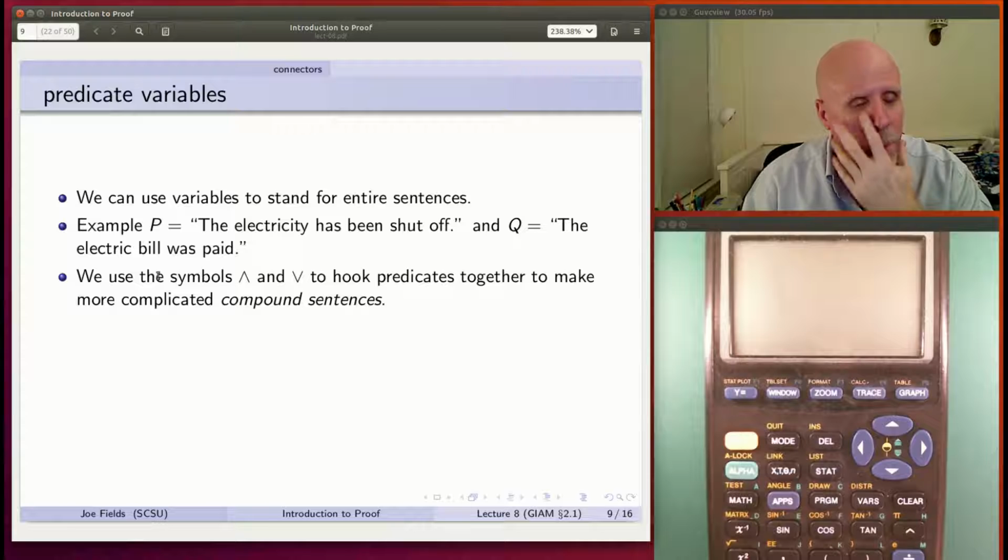Right. So here's some symbols we'll use to do the hooking together. One is like a less than sign or a greater than sign, but it's pointing upwards. And the other one looks like the letter V. Use those to hook predicates together to make more complicated compound sentences. Predicates is essentially a synonym for statements, right? These are things like the electricity has been shut off and the electric bill was paid.